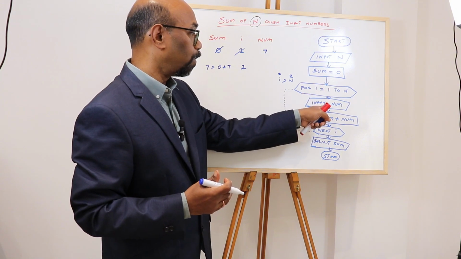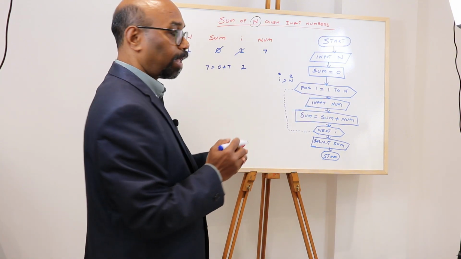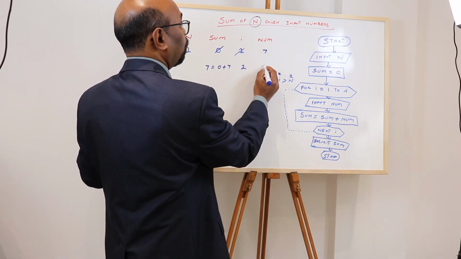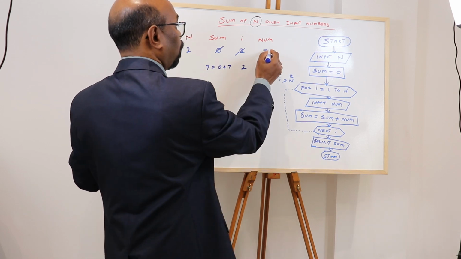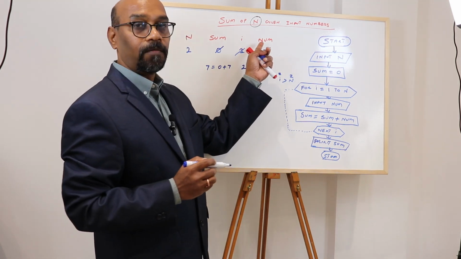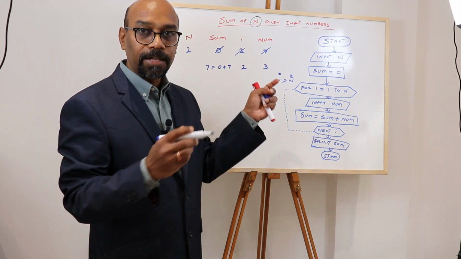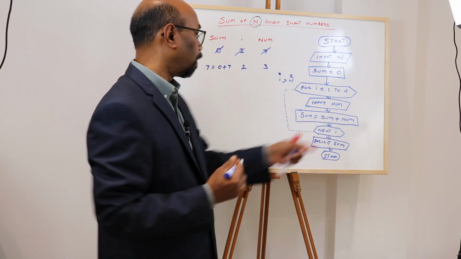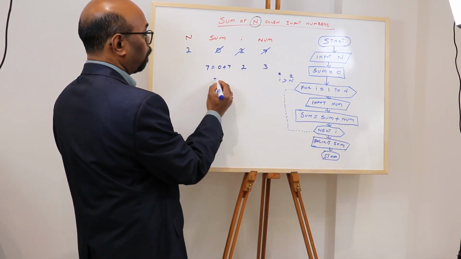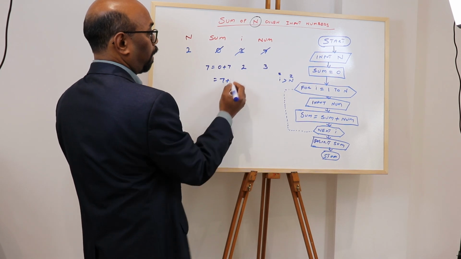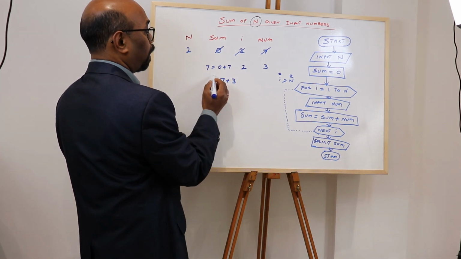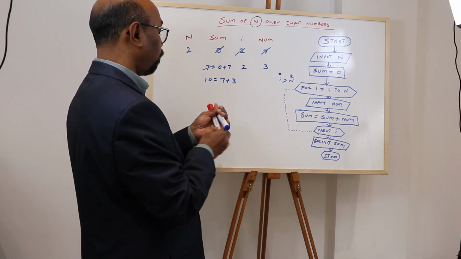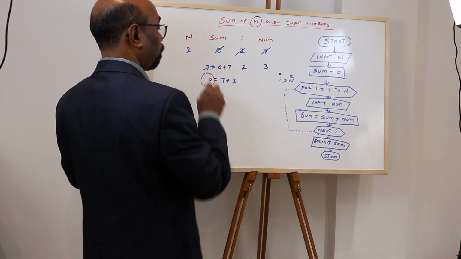Therefore, control comes to input number. So it's going to ask the second time what the input value is. This time I'm going to give 3. Now my number, the variable value, becomes 3. That is my second input. Now sum equal to sum plus number. So sum is already 7 plus 3. 7 plus 3, 10. The sum value becomes 10. Okay, this is the value of sum.